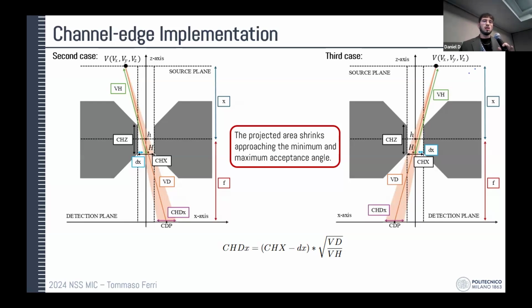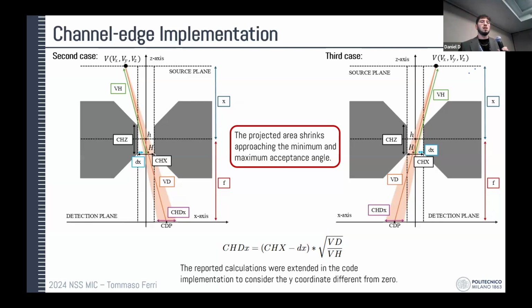So at the same time, the distances VD and VH are changing as well, because the capital H point is remaining while V is moving, the center of the area projected. So it's changing as well according to the x coordinate. So these changes were made to the STIR software, and of course, they were extended by considering all the variations also in the other directions.